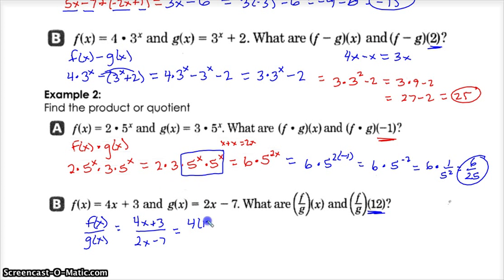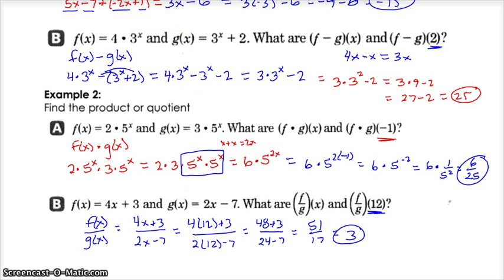So 4 times 12 plus 3 divided by 2 times 12 minus 7 equals 48 plus 3 divided by 24 minus 7. I'm left with 51 over 17, which is equal to 3. All right, let's flip to the back. We'll try an application question, and then it'll be your turn.